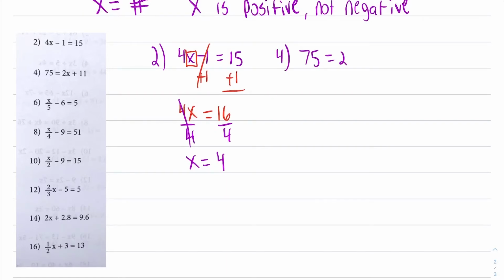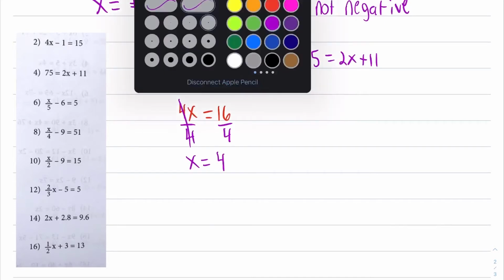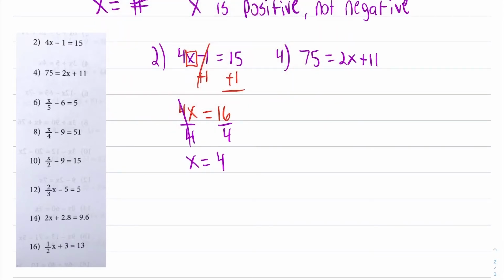75 equals 2x plus 11. You start with the thing that's farthest away, which is the 11. So we're going to subtract 11 because we're undoing it. Those make 0. It leaves us with 2x on the right side, and 75 minus 11 is going to be 64.